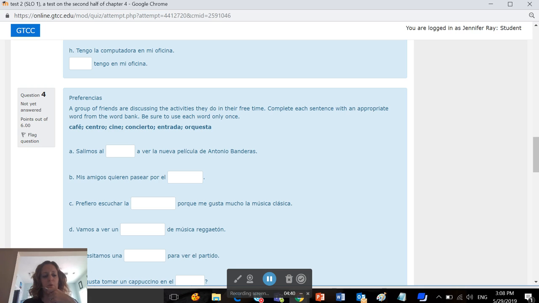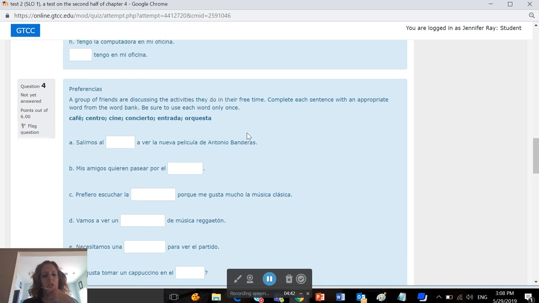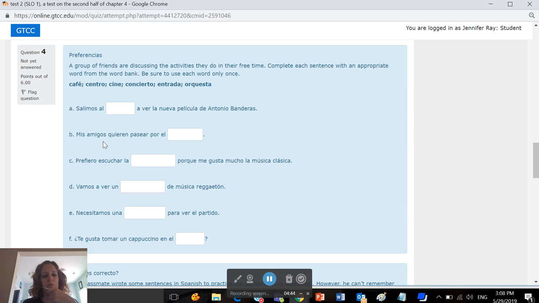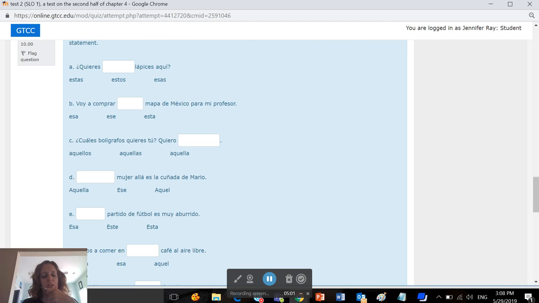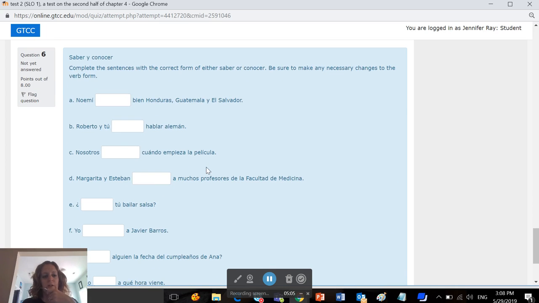Complete each sentence with an appropriate word from the word bank. Be sure to use each word only once. So read the statements below. Pick a word from the word bank to best complete them. Here you're looking at demonstratives. Your classmate wrote some sentences in Spanish to practice the demonstrative adjectives. However, he can't remember the gender of his nouns. Help him by selecting the demonstrative adjective that correctly completes each question or statement. So you'll read through the statement and plug in the correct demonstrative adjective.